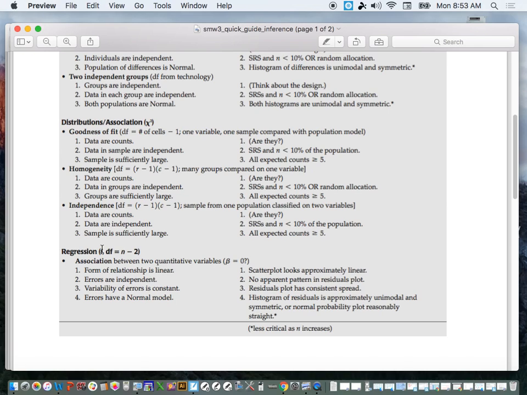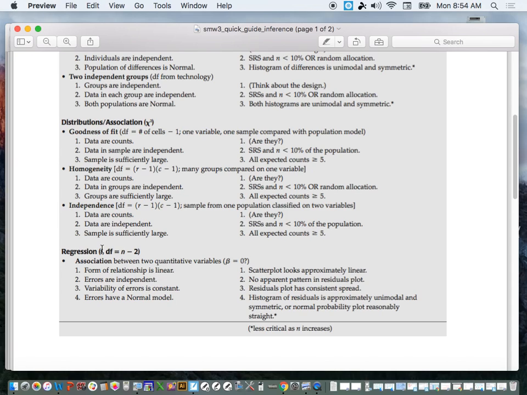So we check the scatter plot, make sure it's approximately linear. Then we do the regression, and we make the residual plot, and we check that the residuals are independent, which means there's random scatter in the residual plot. And the variability of errors is constant, which means there's no thickening or thinning. And then we check a histogram of the residuals and make sure that looks roughly unimodal and symmetric. Again, or you could check what's called a normal probability plot and see that it's reasonably linear.